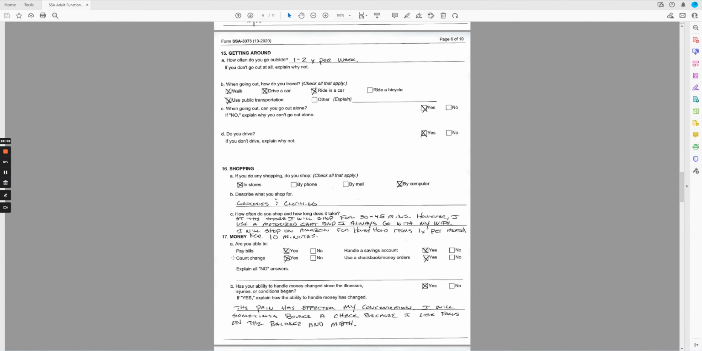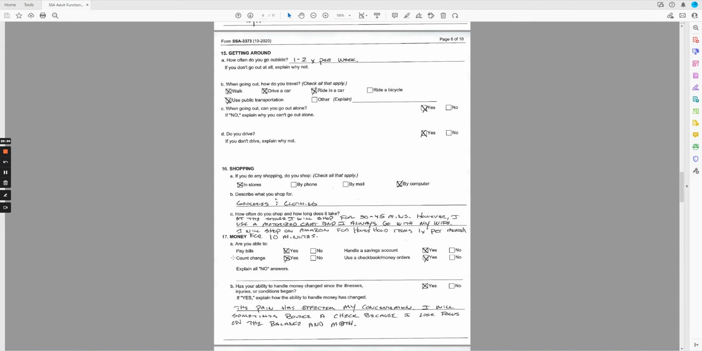When going out, can you go out alone? Yes, I can go out alone. Do you drive? It's a yes or no question. So yes, okay. And then on question number 16, if you do any shopping, do you shop? Here I wrote in stores and by computer. Then describe what you shop for, which here I just wrote groceries and clothing. It might be household goods. Amazon is a popular way for many people to shop. So that's why I wrote in stores and by computer.